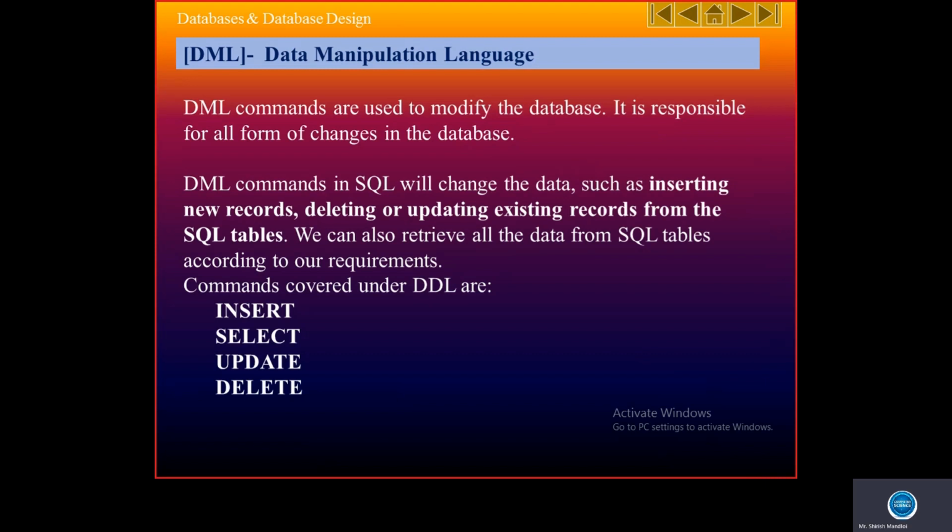These are the ways to retrieve the information. Commands covered in DML statements: insert, select, update, and delete. These are the four categories through which we can manipulate, retrieve the information, update the information, and delete the information from the database. So all this is commonly known as DML, data manipulation language.